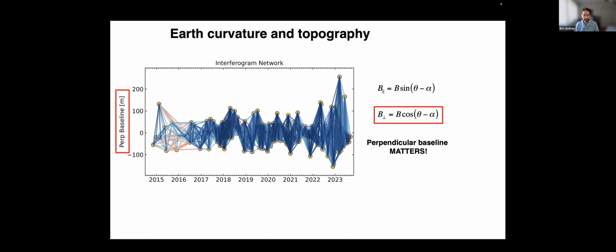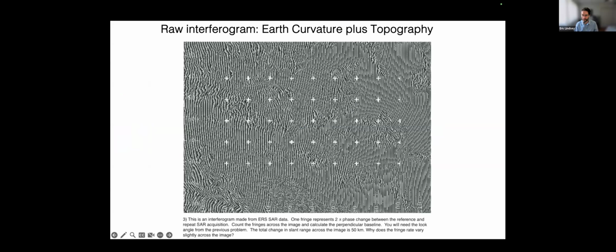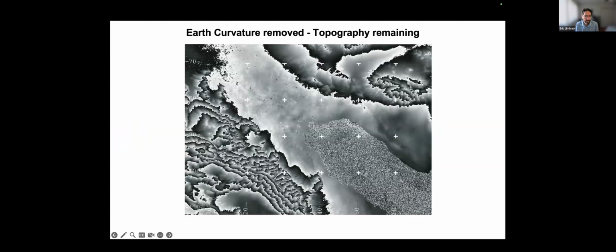lose coherence. So from that image that we had before, if we remove the Earth curvature, we end up seeing something like this. And now you can see the topography, and so the phase changes. This is actually like a topographic map with contours, essentially, and so this can be used to measure topography.